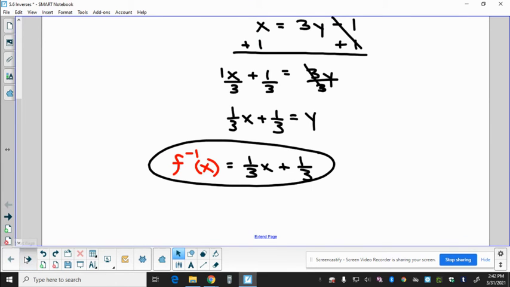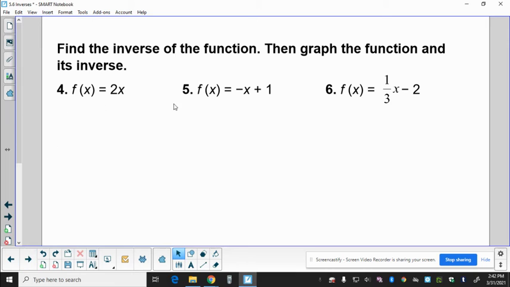Let's put this into practice. So here's 3 questions. I want you to find the inverse of each and graph them to make sure that you have accomplished that task. All right, let's see how you did here.